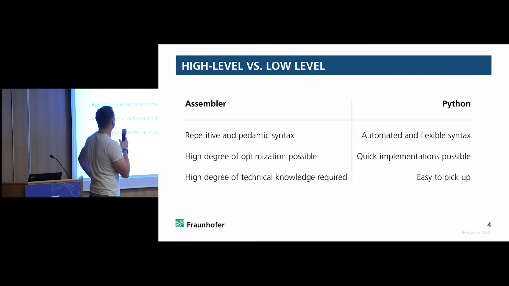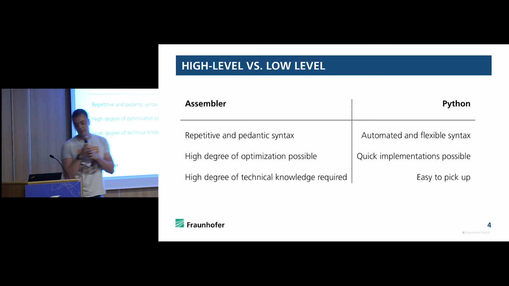So how does this compare to a high-level language? On the left side, we have a representative of a low-level way of programming, assembler, and it is characterized by having repetitive and pedantic syntax. However, there's a high degree of optimization possible, and there's a high degree of technical knowledge required. On the other side, we have Python as a representative of a high-level language, and it allows you to have an automated and flexible syntax. It's possible to write stuff really quickly, and it's also possible to learn it really quickly.